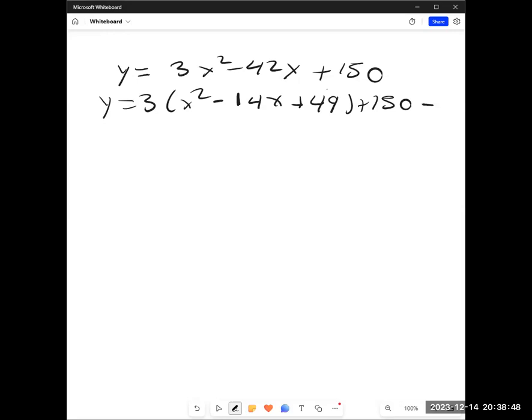That's 147. And y equals 3 times (x minus 7) squared plus 3. And my vertex is going to be at (7, 3).